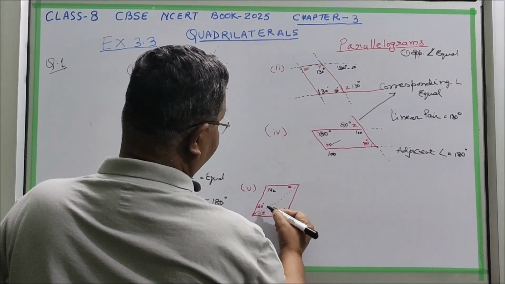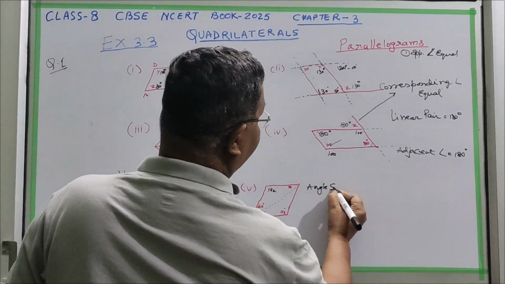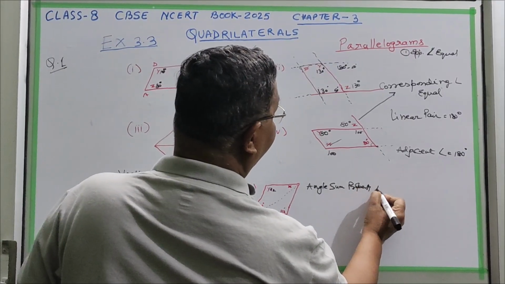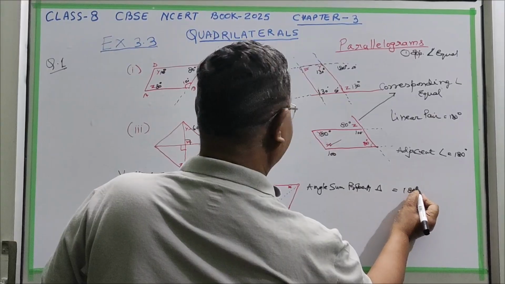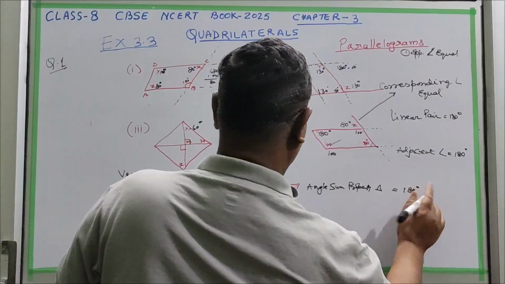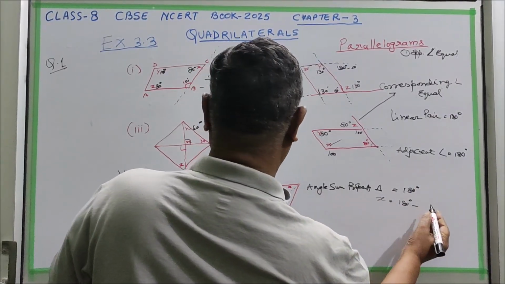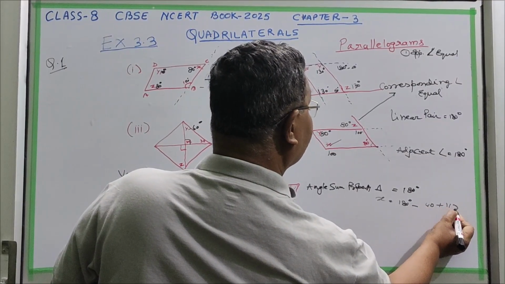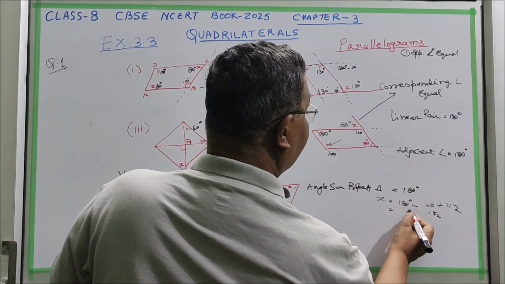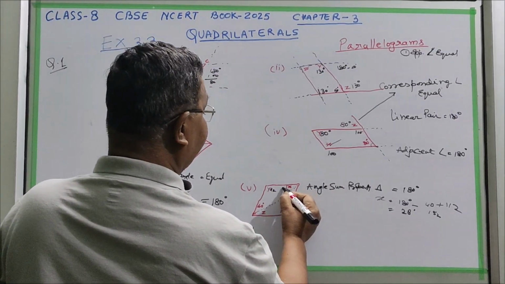First we will find out the value of x. So the angle sum property of a triangle is equal to 180 degree. So 40 and 112. So x will be 180 degree minus 152, which is 40 plus 112. 152, if you reduce it, this will be 28 degrees. So here this is 28 degree.